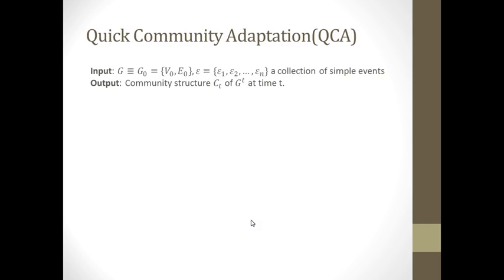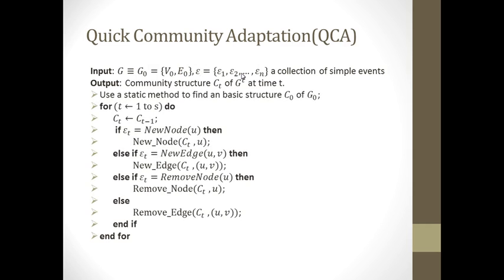This is the main algorithm, where we give the initial community structure and the different events, which are any of the above-mentioned four events. Initially, using any of the static methods, the community structure is calculated, and based on the network event, the corresponding algorithm is run to get the updated community structure.